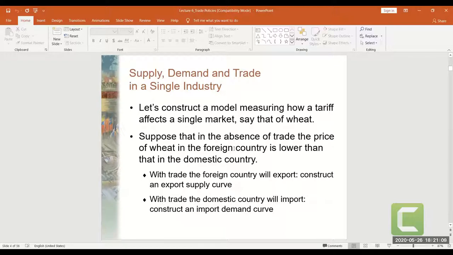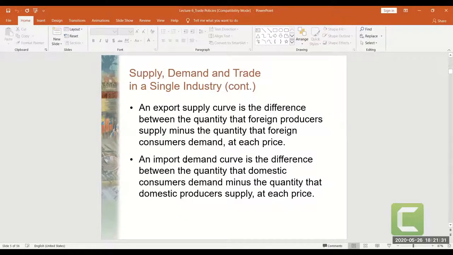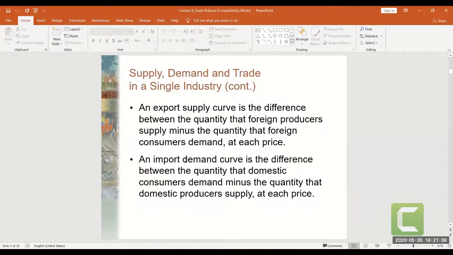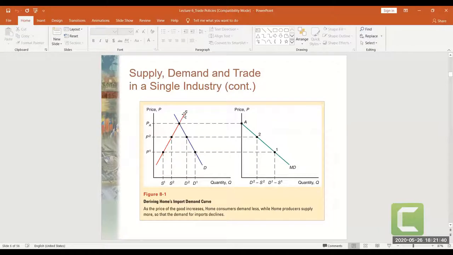Foreign country has a lower price and the domestic country has a higher price, so we can say who is the importer and who is the exporter. The foreign country is going to export and the domestic country is going to import. From this we can establish the export supply curve and import demand curve. This is the export supply curve. I think you can see the graph, but I'm keeping it simple, so for example, in the absence of trade.